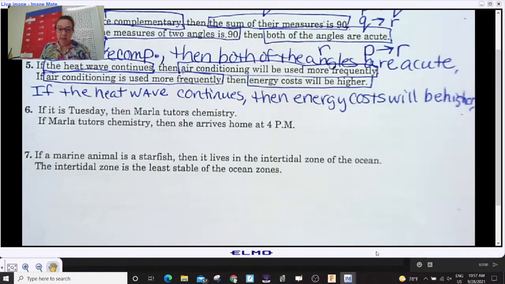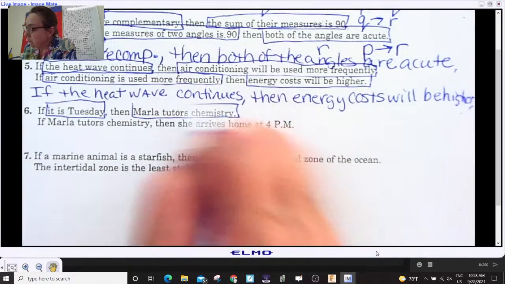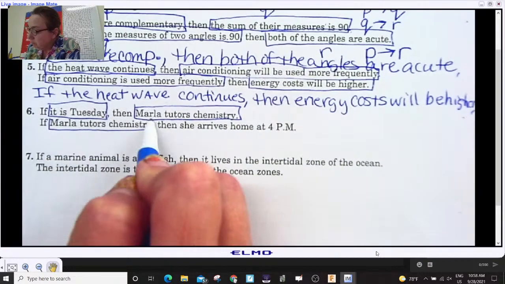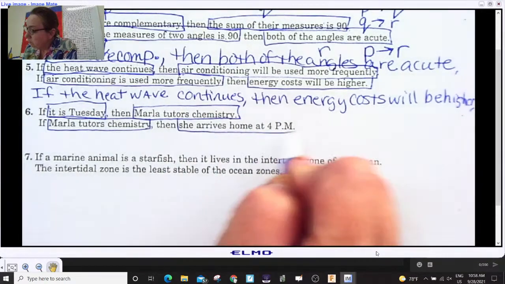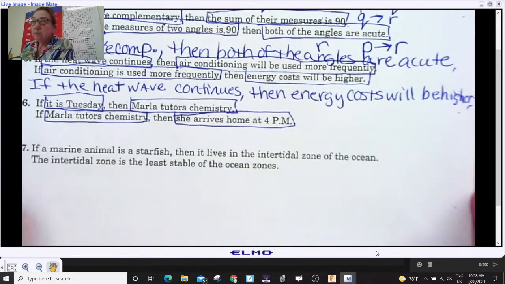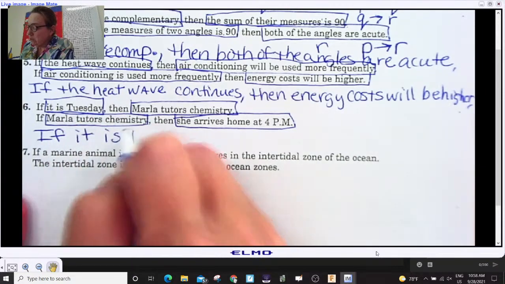All right, so number 6. If it is a Tuesday, then Marla tutors chemistry. It is a Tuesday. Marla tutors chemistry. If Marla tutors chemistry, then she arrives home at 4 p.m. What conclusion can we draw? If it is Tuesday.